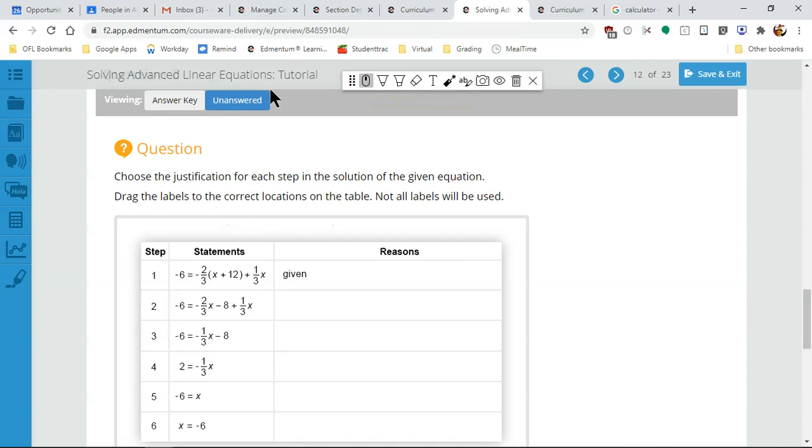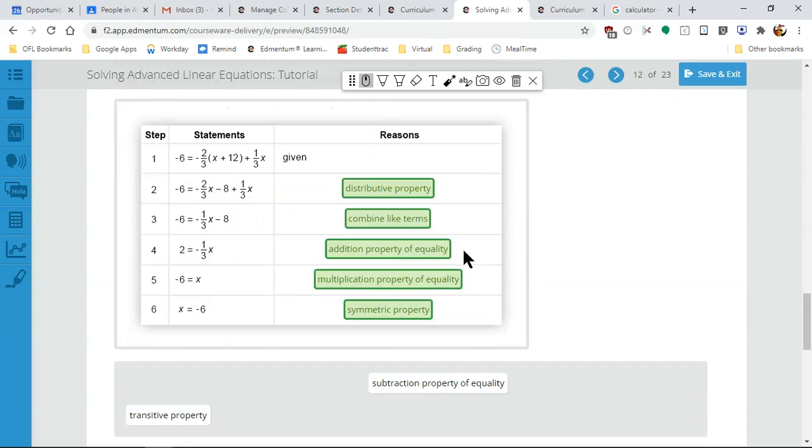And just to get all the answers filled in for you guys, there we go. So distributive, combined like terms, additive property because we're adding to both sides, multiplication because we're multiplying to both sides, and then it's just symmetric.